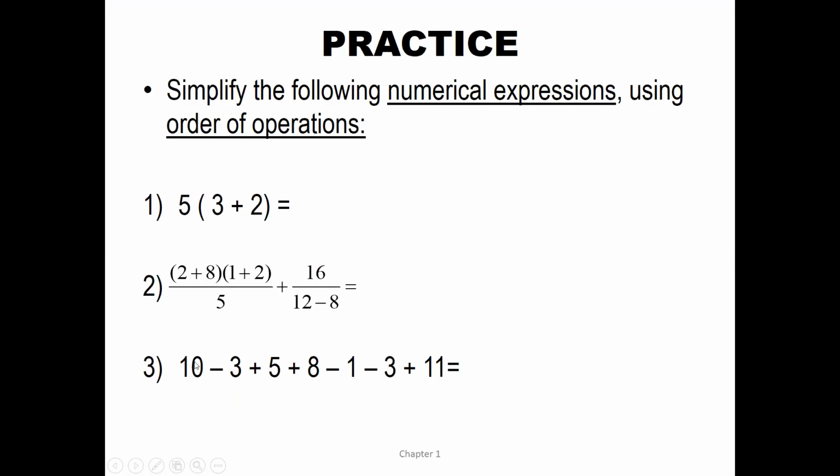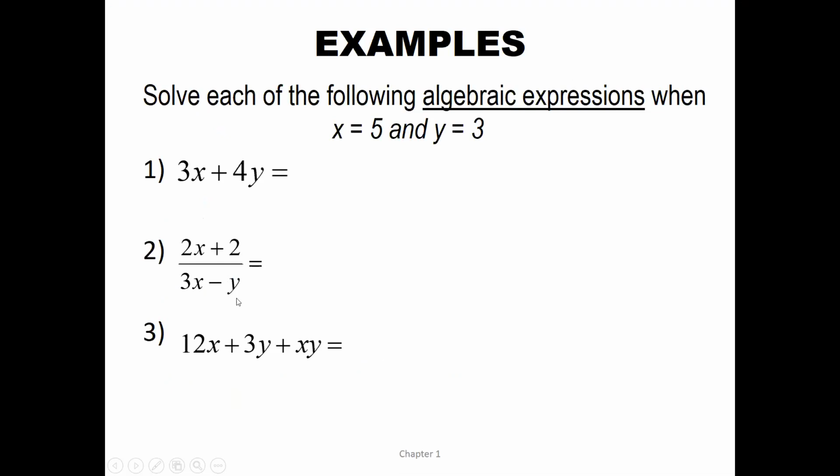And again, when you just have a series of additions and subtractions, start on the left and do it one step at a time. 10 minus 3 is 7, plus 5 is 12, plus 8 is 20, minus 1 is 19, minus 3 is 16, plus 11 is 27.